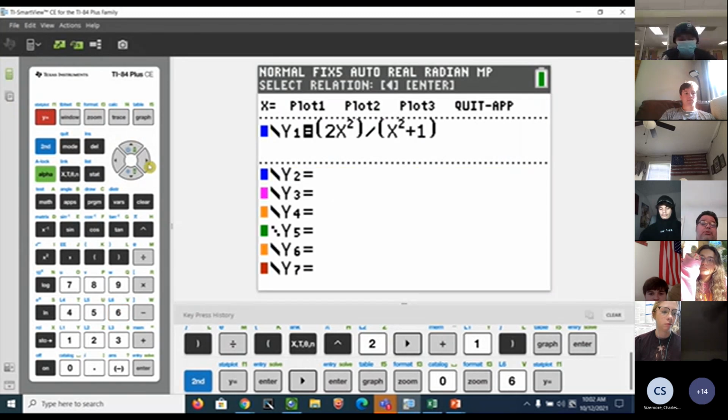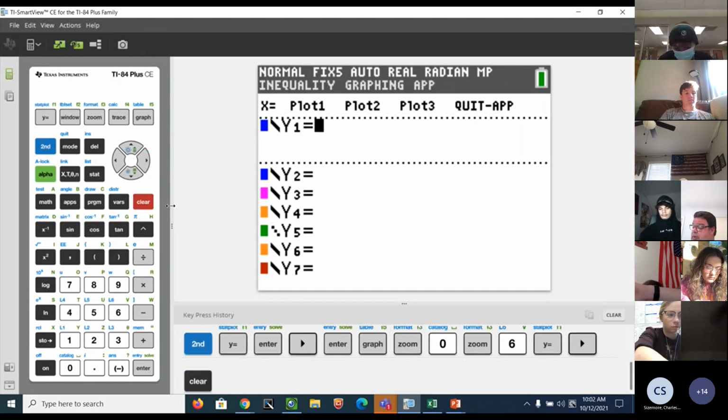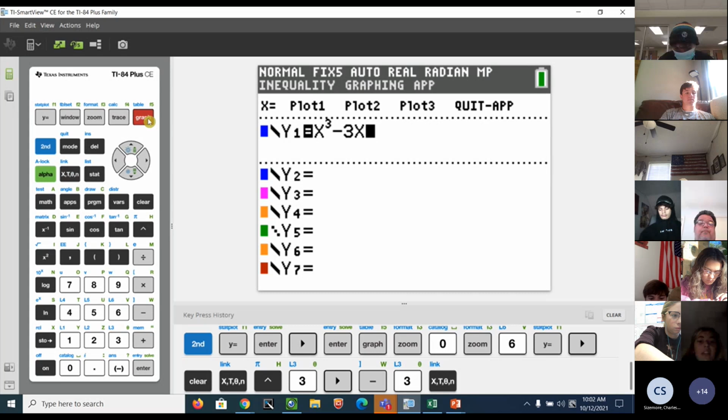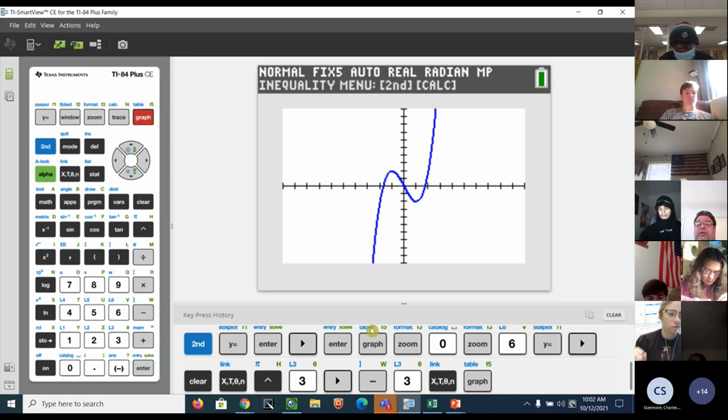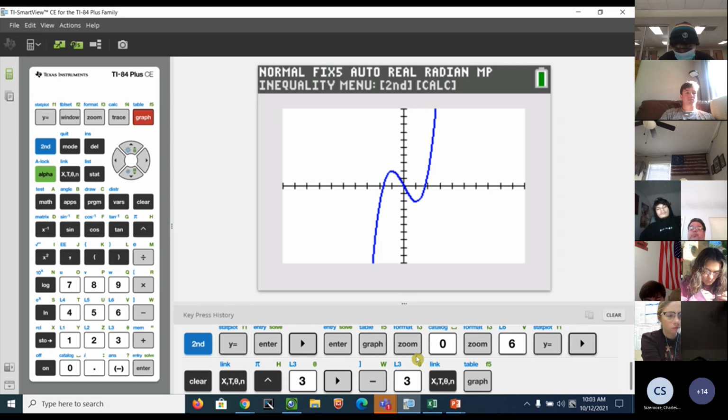So y is equal to, clear, x cubed minus 3x. And you can see it is symmetrical around the origin. Now, those are two good test questions that I would give you on whether something is odd or even.